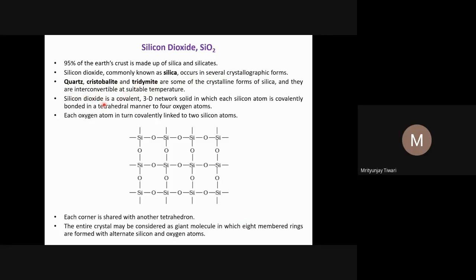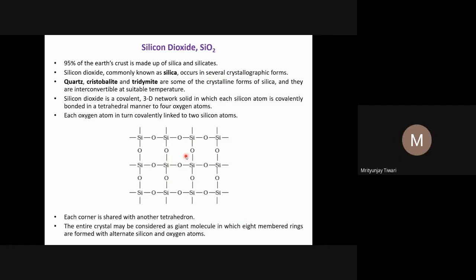Silicon dioxide is a covalent three-dimensional network solid in which each silicon atom is covalently bonded in a tetrahedral manner to four oxygen atoms. If you look at the structure of SiO2, each silicon is attached to four oxygen atoms, but it is shown here as a two-dimensional planar structure. It is not actually planar. Each silicon atom is tetrahedrally attached to four oxygen atoms, so we see a 109-degree angle and not a 90-degree angle as shown on this plane. The oxygen atoms are tetrahedrally arranged around silicon, and there are four bonds.